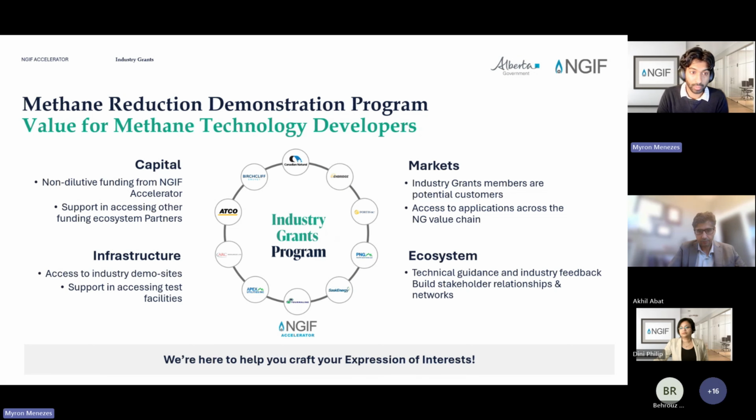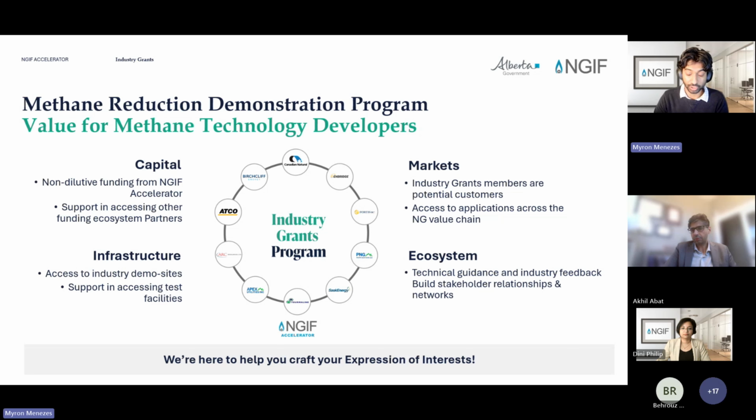So why do I think you should apply, and what's the value to be gained through the Methane Reduction Demonstration Program? The first is pretty much the most obvious, that there's non-dilutive capital up for grabs. What makes this program unique is that it's pooled capital coming in from the government of Alberta and from the oil and gas industry in Canada. The second value proposition is access to industry demonstration sites. Most applicants that we speak to tell us about how difficult it is to procure a testing site from one of these oil and gas companies and get them to offer something reliable for them to de-risk their technology. NGIF takes care of that for you through this program.